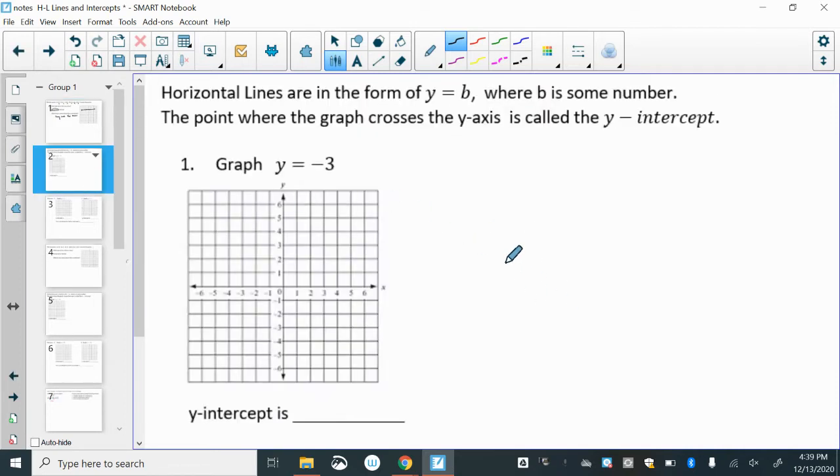Okay, so horizontal lines are in the form y = b, where b is some number. The point where the graph crosses the y-axis is called the y-intercept. So if I want to graph y = -3, it gives me a horizontal line passing through where y is equal to -3, and the y-intercept is going to be the point (0, -3).